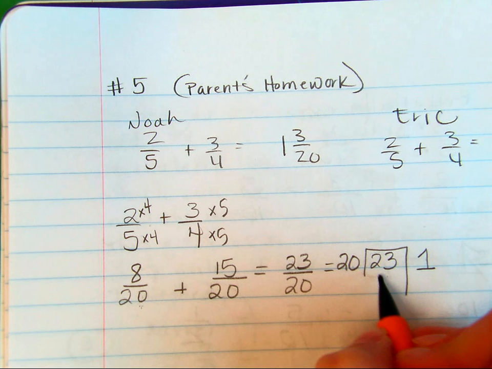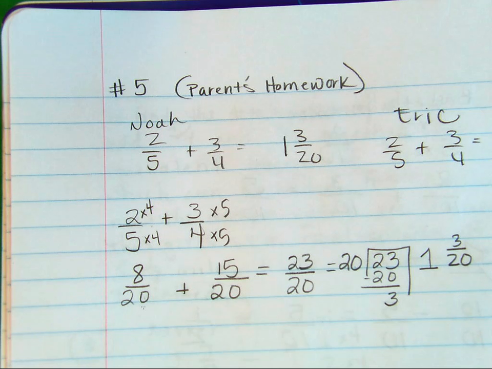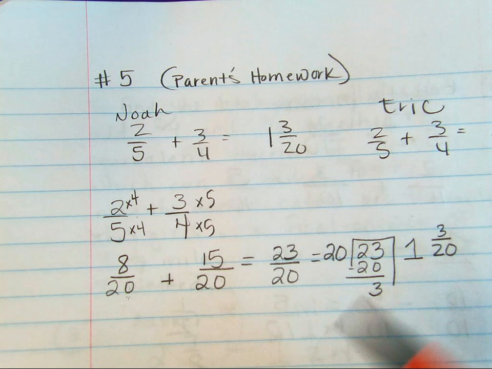So we can see right away that Noah has the correct answer. And Eric made the classic mistake of just adding your numerators, adding your denominators without finding the denominator that they have in common first. But we have to put this into a constructed response.